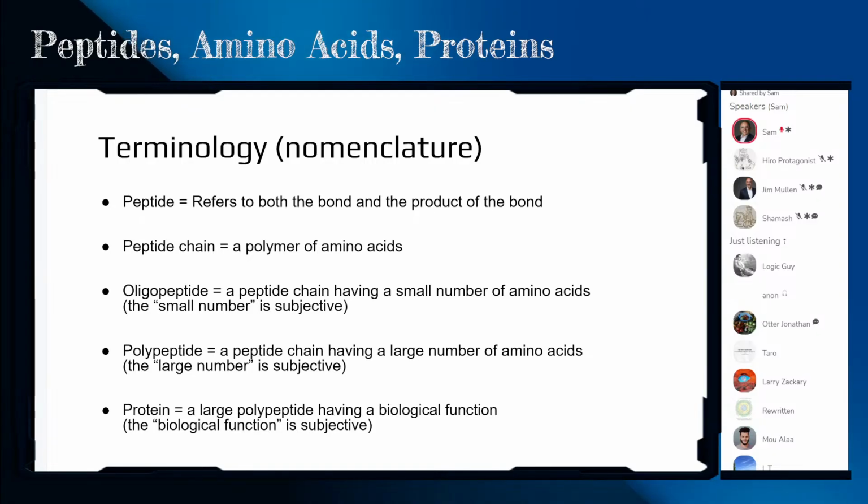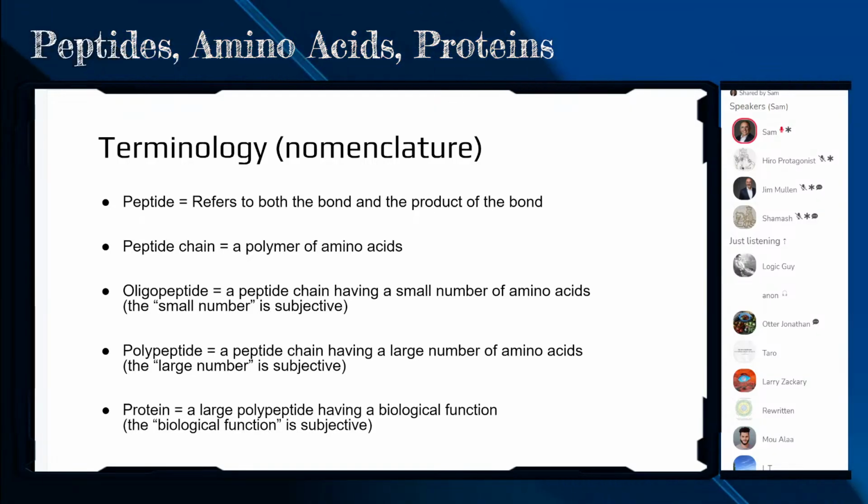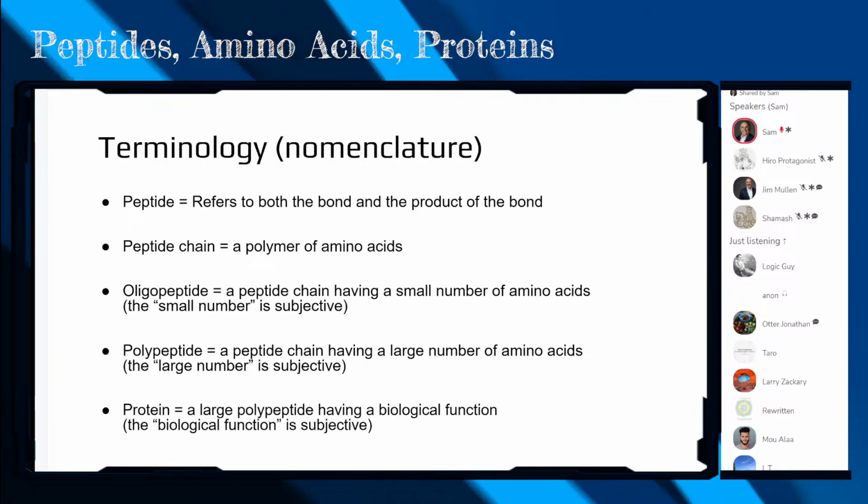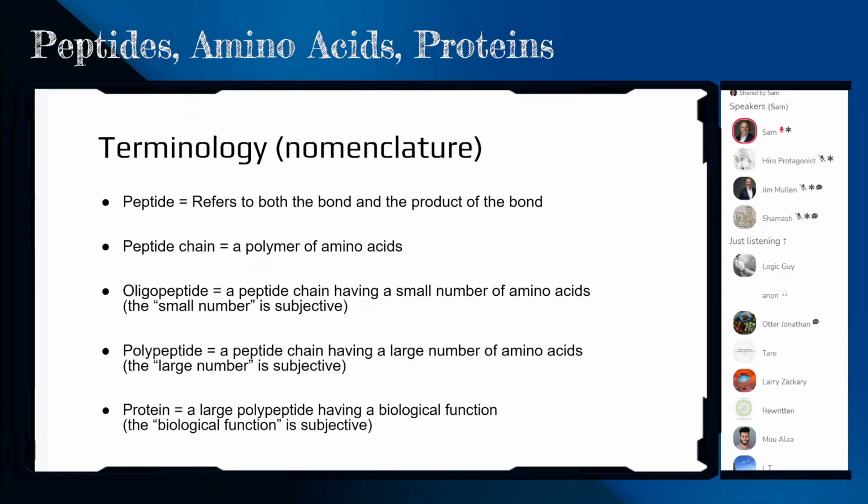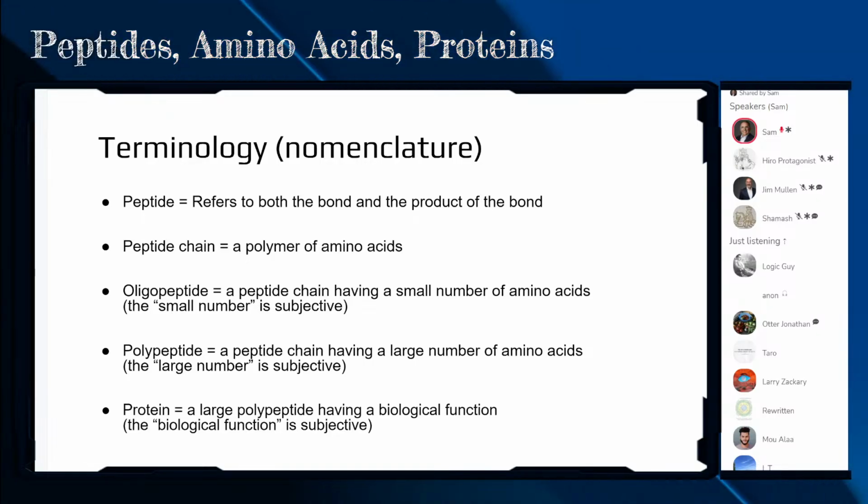A peptide chain is a polymer of amino acids. How long can this chain be? Infinite, right? It could be 2 to infinitely many. It's all a peptide chain. Does a peptide chain need to have any biological function? No. All it is, is a chain, a polymer of amino acids.